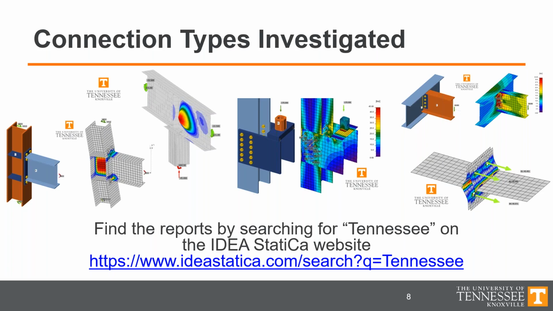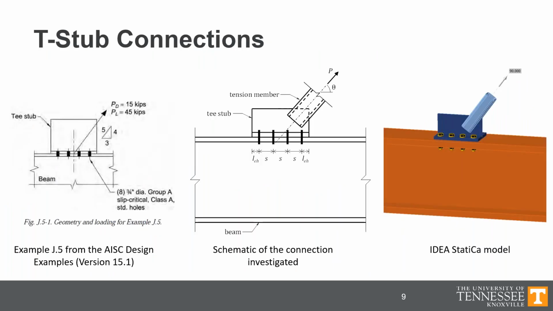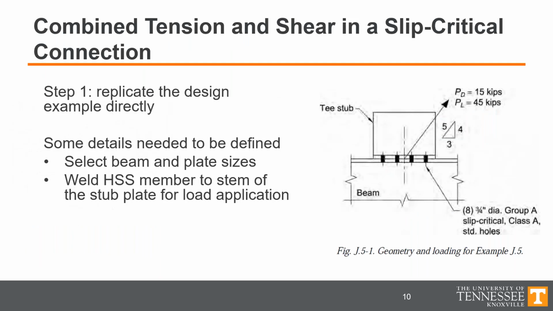Now, with an understanding of the project and how I approached it, I'm going to go through several of the studies highlighting key results as well as the process. The first connection is that one I just mentioned, a T-stub connection. This is the first one I want to highlight. And this one's explicitly based on an example from the AISC design examples. That example was regarding combined tension and shear in a slip critical connection.